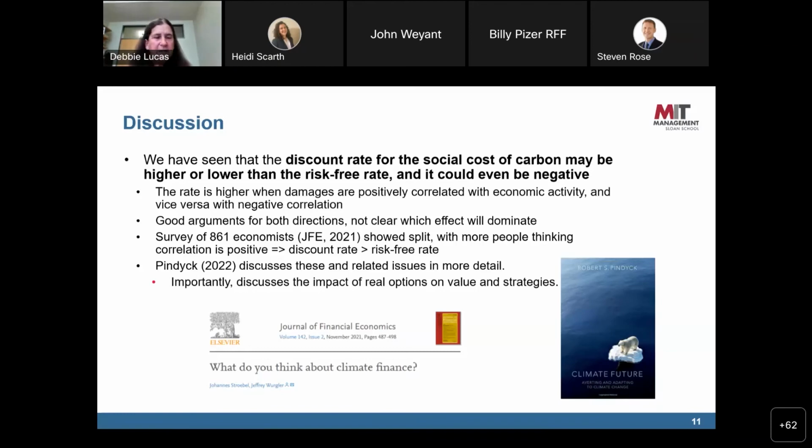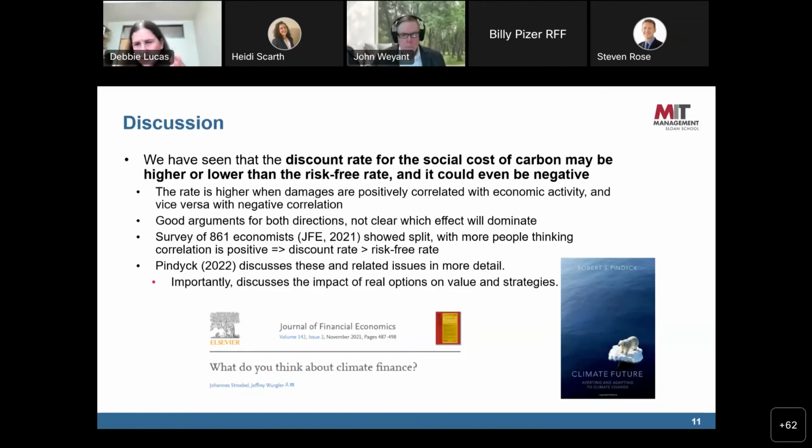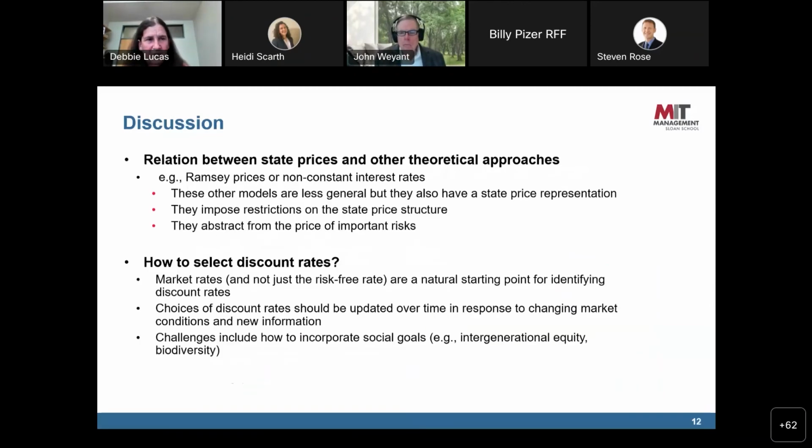If you haven't seen it, there's a nice book by my colleague Bob Pindyck on climate future, which goes through these things more carefully and talks about how other aspects of uncertainty, in particular the kind of options embedded in a lot of these decisions, affect value. As far as how this relates to what others said earlier, Ramsey prices, non-constant interest rates, I would say those other frameworks could be incorporated into this more general state pricing framework. They impose certain restrictions on those prices, but in my view, what's missing is they're abstracting from the price of other important risks.